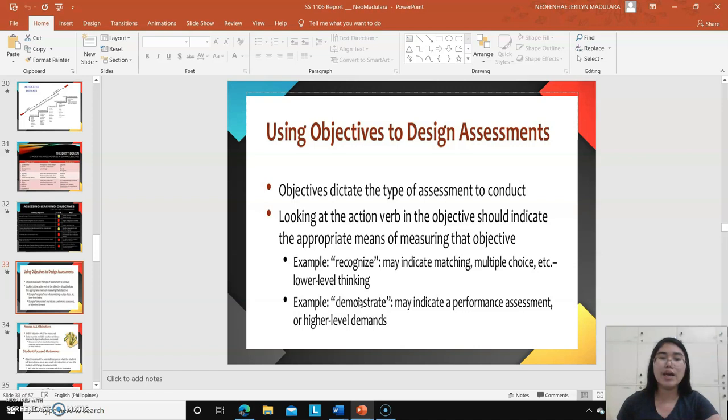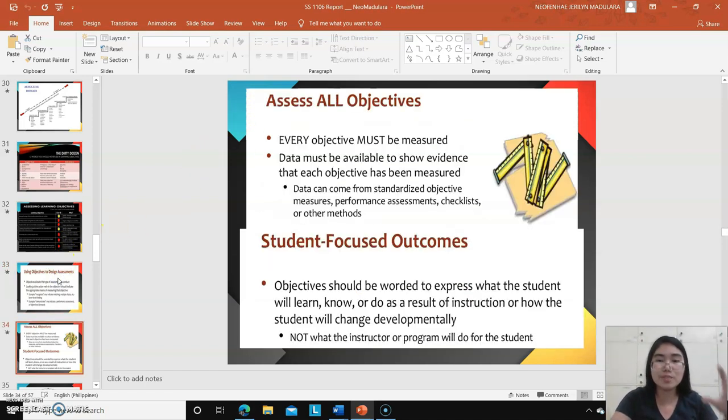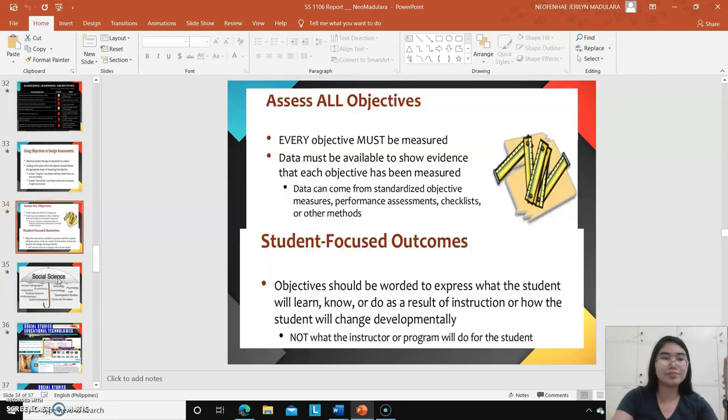For example, demonstrate may indicate a performance assessment or higher level demands. When you are going to have a performance assessment, to be fair in judging or rating the outputs of your students, it is better to have a rubric. There are two types of rubric, the holistic rubric and the analytic rubric. The analytic rubric can show the strengths and weaknesses of our students because it is specific. It has specific criteria that can be assessed.